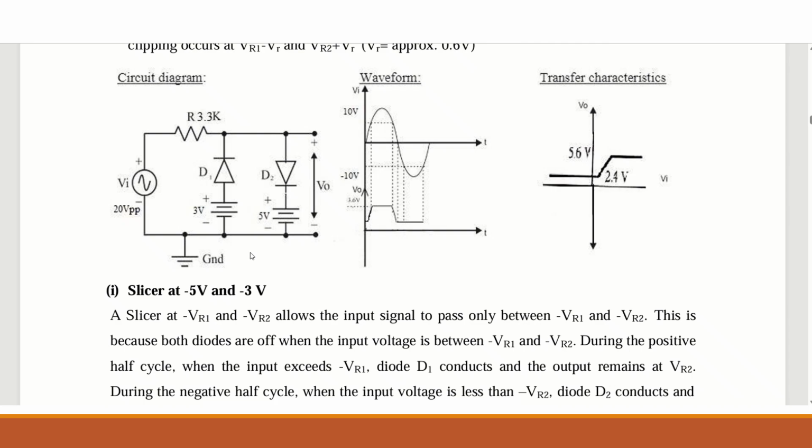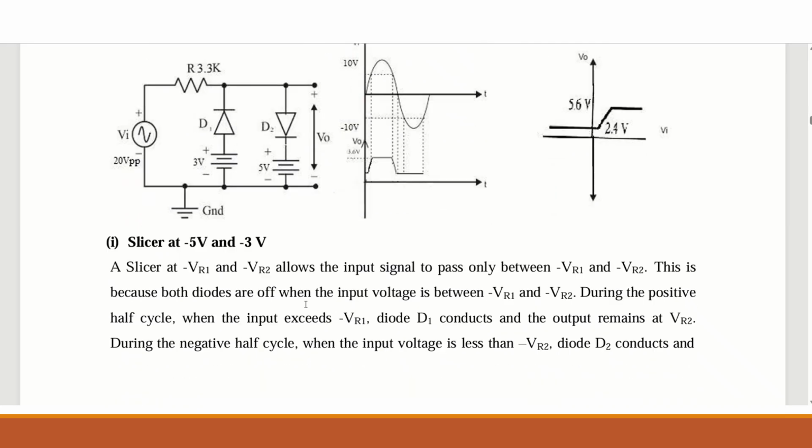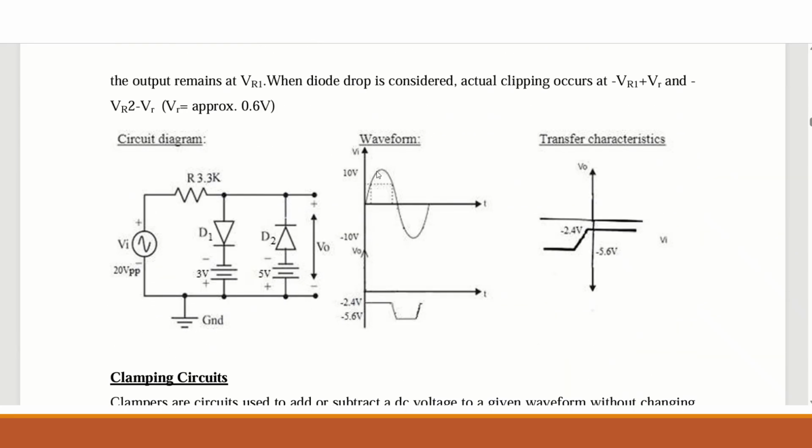In the similar case, we can get this if we are applying the battery terminals both negative. So the entire positive half cycle portion will be cut at minus 2.4 volt and the negative half cycle will be cut at minus 5 volt. Here in this case, during the positive half cycle, diode D1 conducts and the effective voltage across this terminal is minus 2.4. During the negative half cycle, diode D2 conducts and the effective voltage becomes minus 0.6 minus 5, that is minus 5.6 volt.